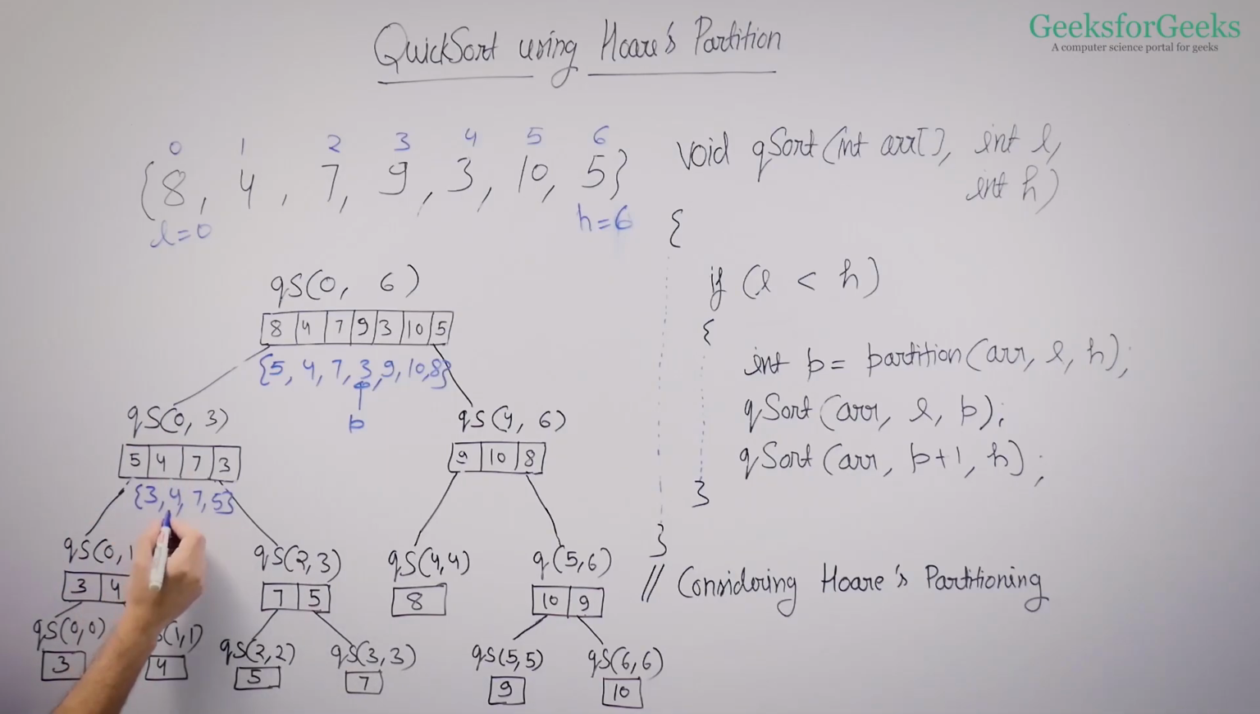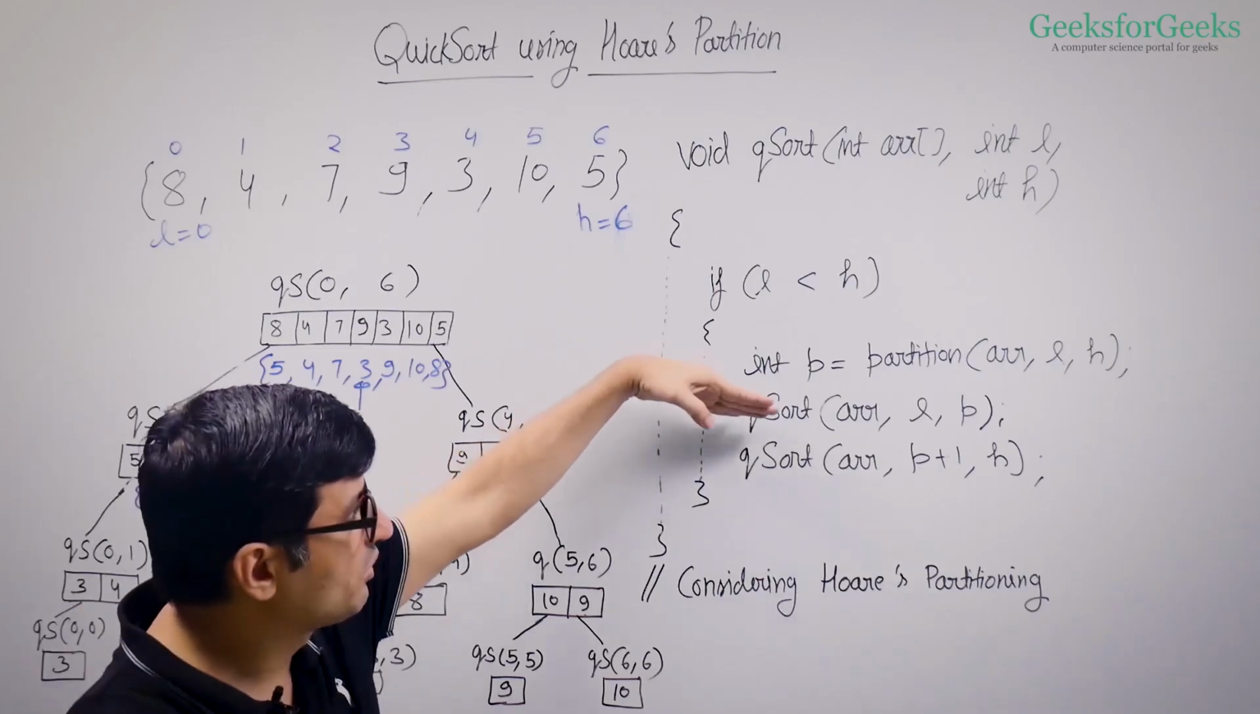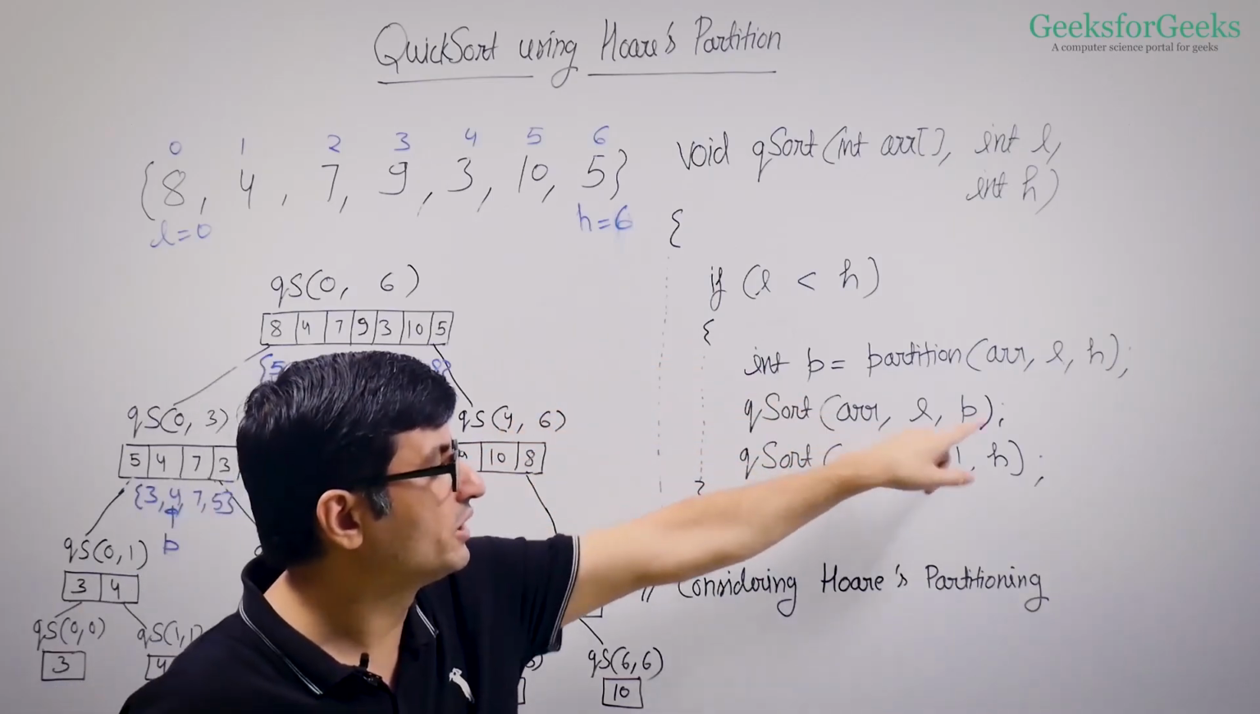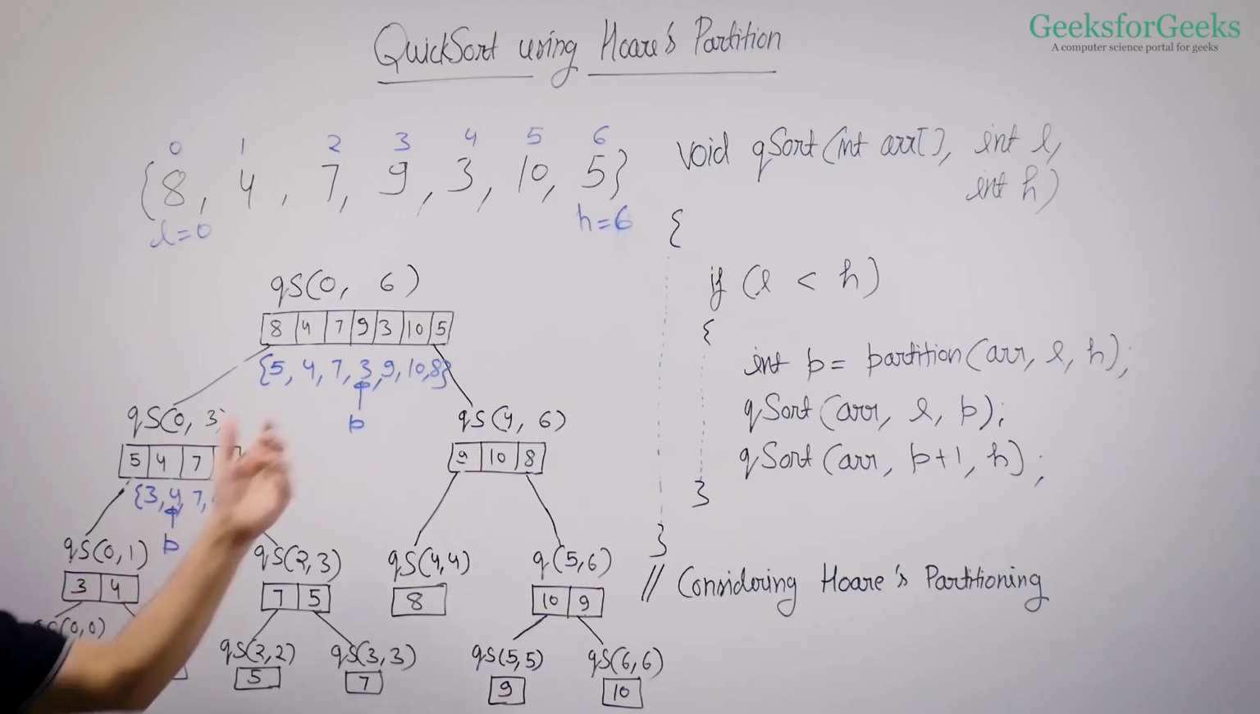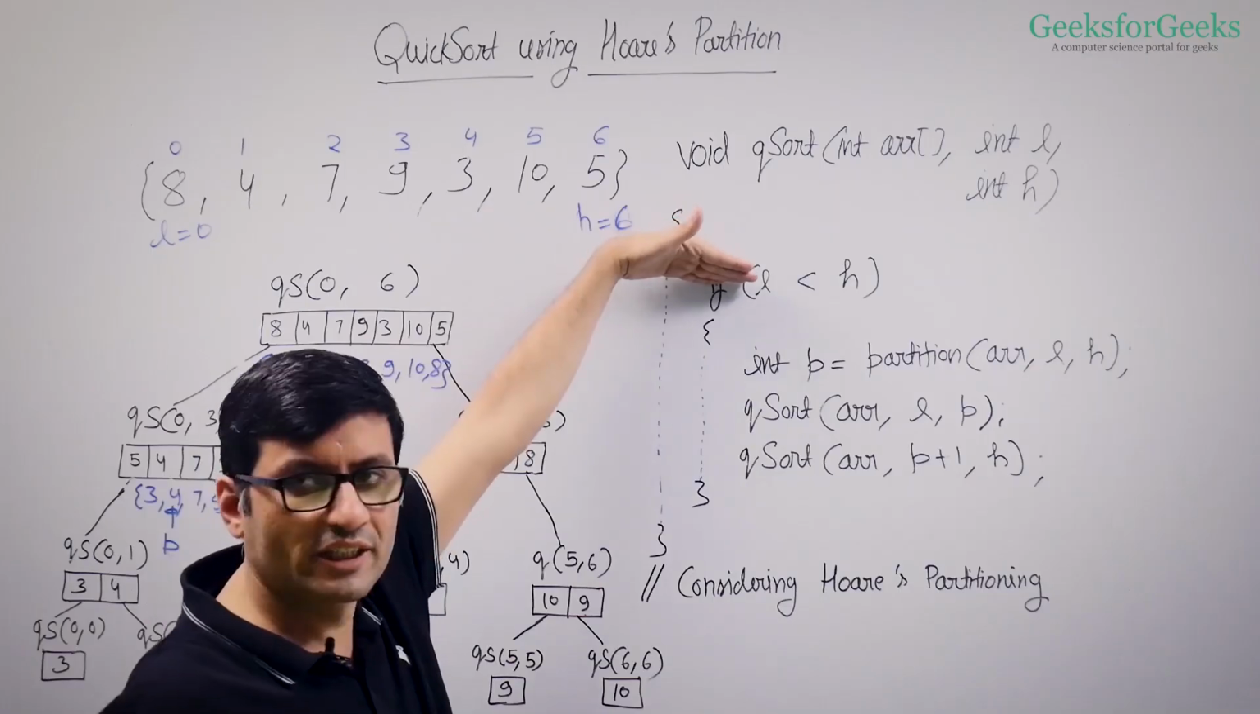And your partition function will return you this index, which is 1. P is 1, right? So what will you do? After partition is over, you will call from 0 to 1, L to P, right? That's what we do here, right? So when you call from 0 to 1, you again begin execution from here with these indexes.